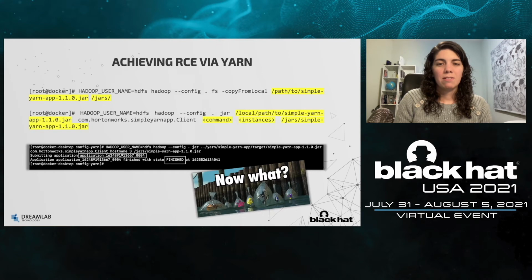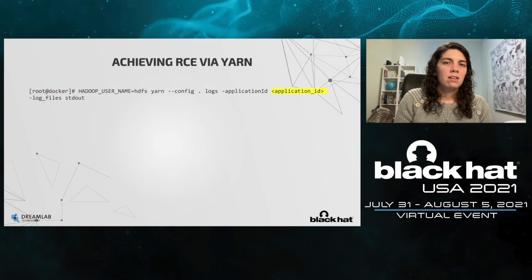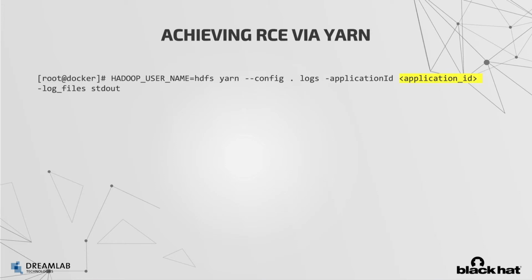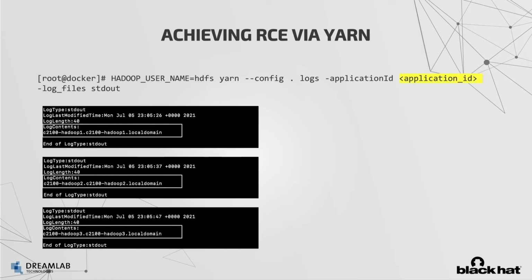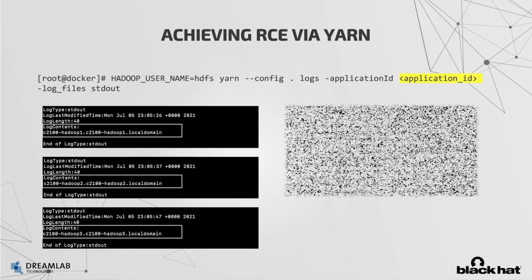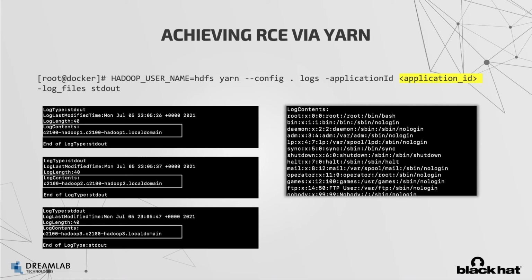And now what? Where can we see the application output? Well, we can use this command, passing the application ID we got in the previous step. And the output is going to be something like this. As we have executed this command over 3 nodes, we have 3 different outputs for the hostname command. And of course, we can change the hostname command for any other, right?